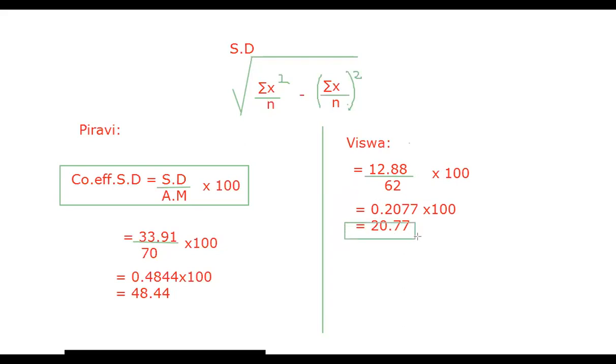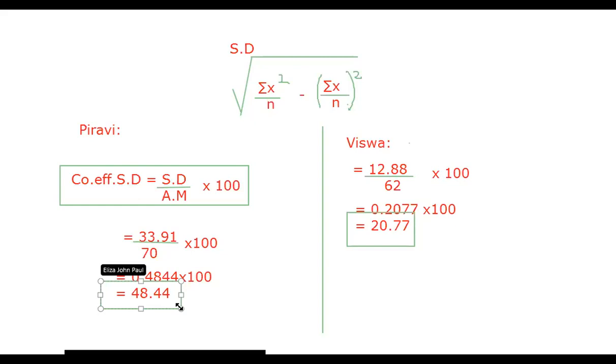So this is Vishwa's coefficient and this is Pravi's coefficient. So we can select Pravi. Pravi is the most reliable person in our team, and he can secure the highest score compared to Vishwa. So this is the conclusion for the best batsman for our team.